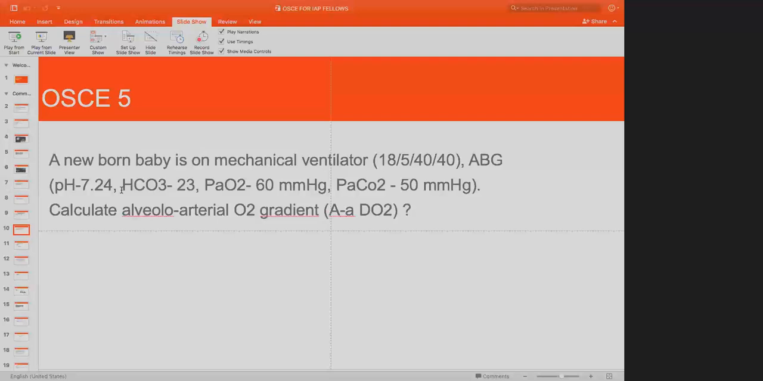The fifth one is a newborn baby on a mechanical ventilator, with FiO2 of 40%, and the ABG showed pH of 7.24, bicarb of 23, PaO2 of 60 and PaCO2 of 50. Calculate the alveolo-arterial oxygen gradient, that is AaDO2.